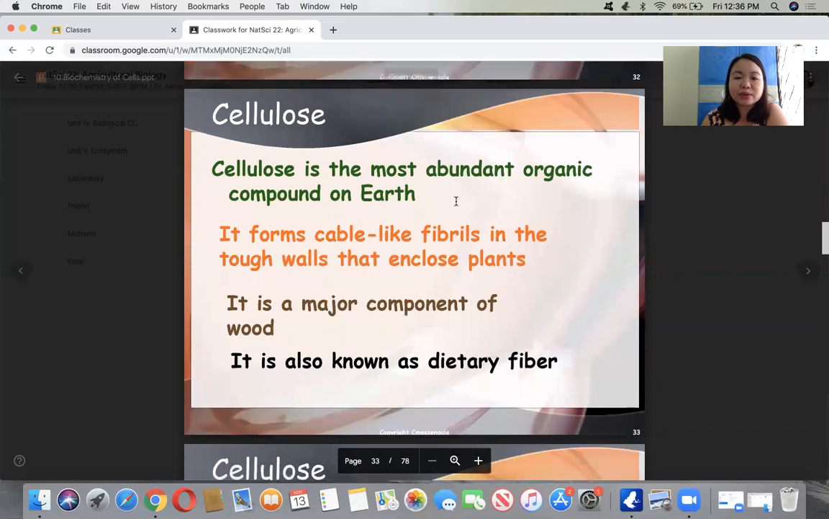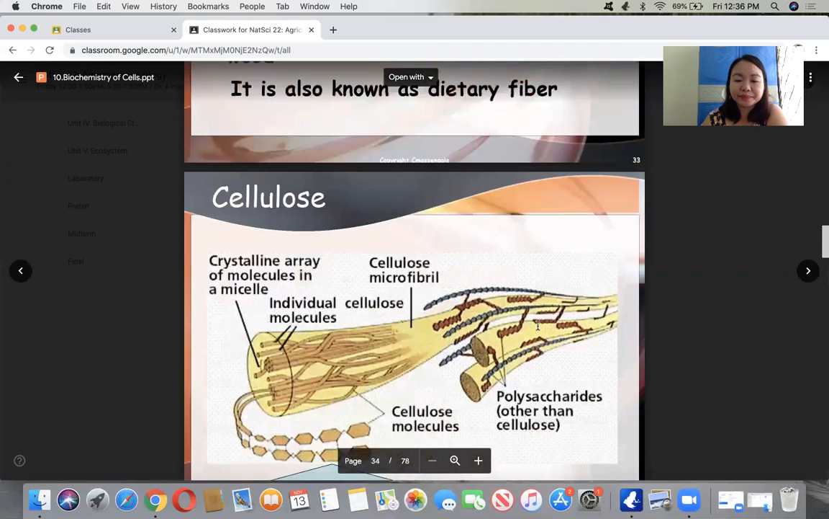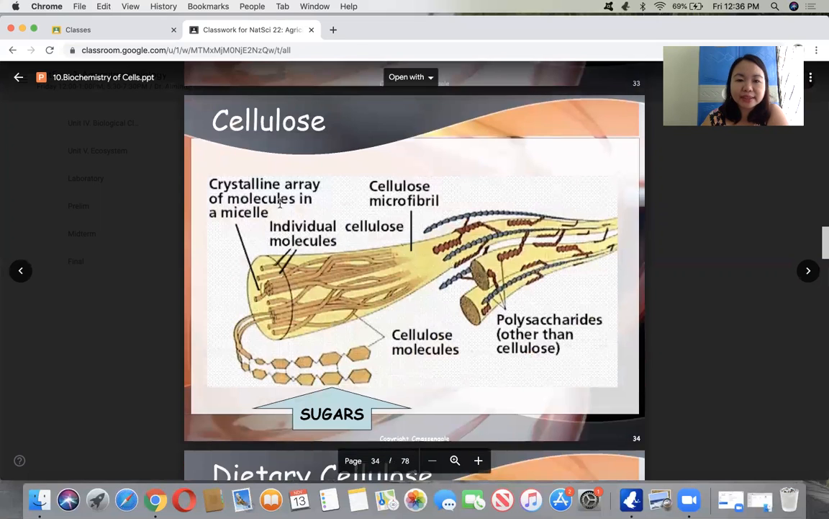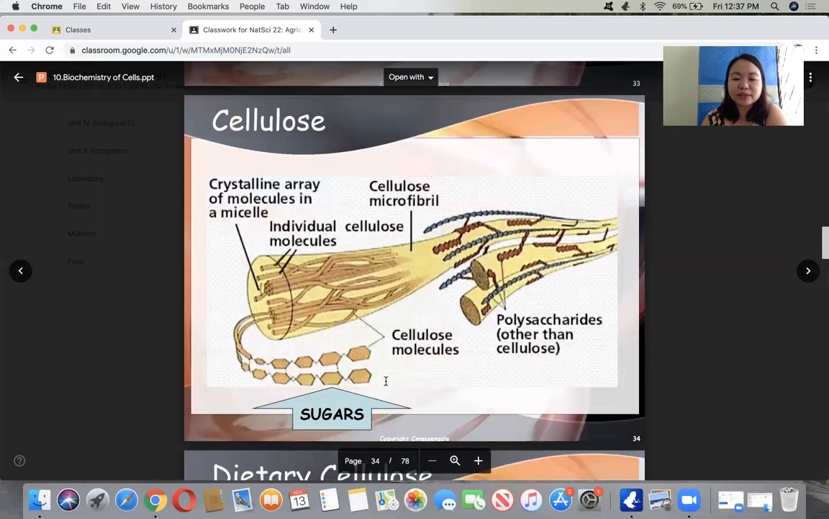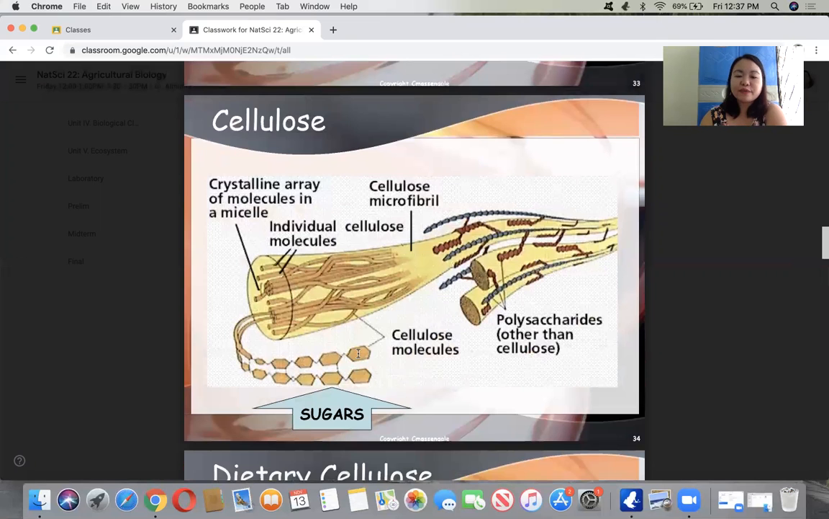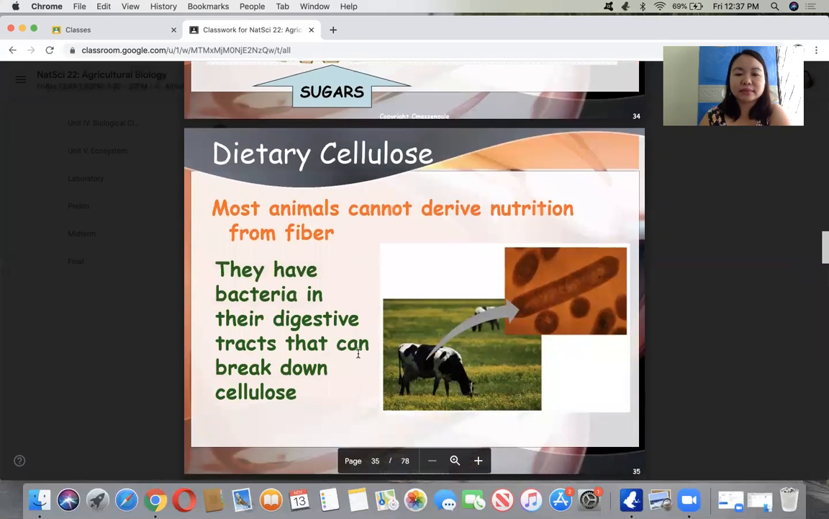So what is cellulose? It is the most abundant organic compound on Earth, and it forms cable-like fibrils in the tough walls that enclose plants. It's the major component of wood, and it is also known as dietary fiber. This is what makes up cellulose: a crystalline array of molecules in a micelle, with individual cellulose molecules and a cellulose microfibril, with polysaccharides other than cellulose, all of which are from sugars.